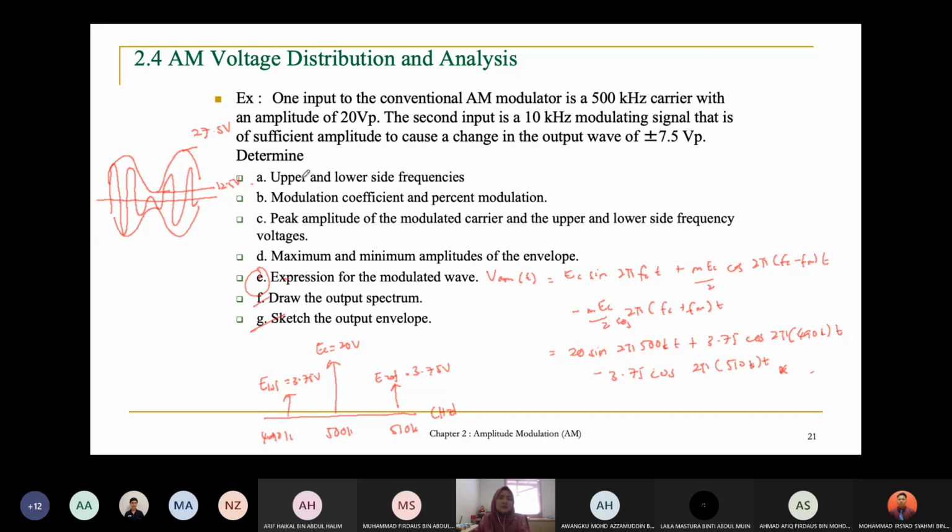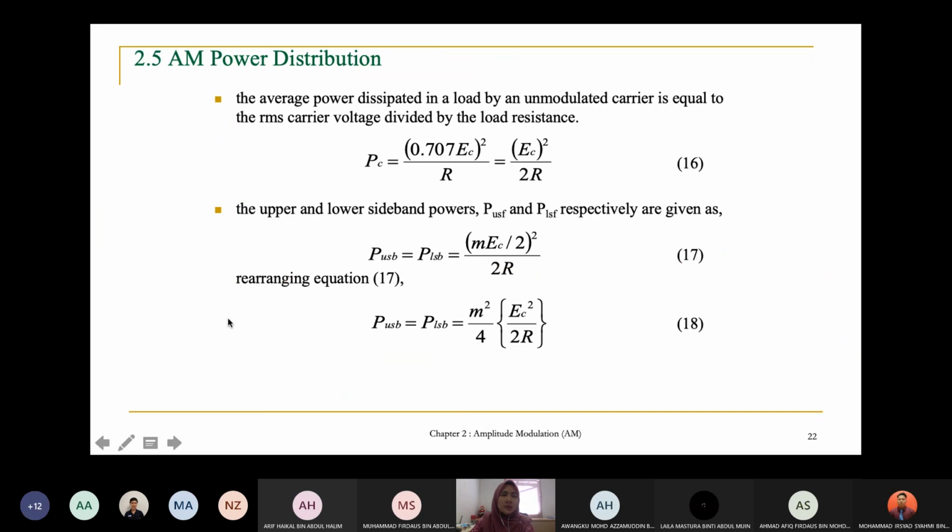Any question for this example? No, doctor. Okay, if no questions, then we proceed to the AM power distribution. This one is voltage distribution. If you look at the frequency spectrum, the amplitudes here are all voltage. But we can also draw the frequency spectrum with the amplitude in terms of power. That will be covered in subchapter 2.5, AM power distribution.